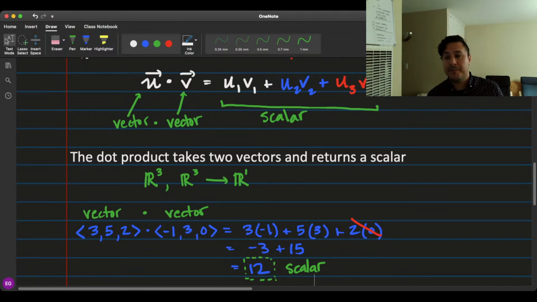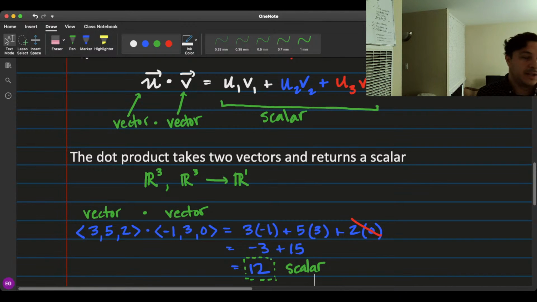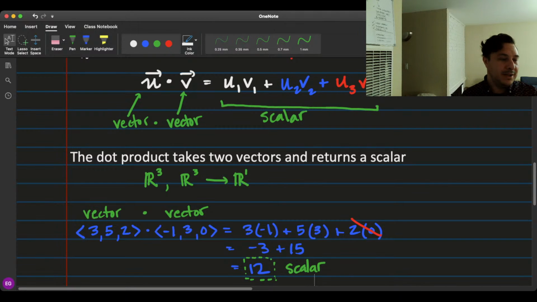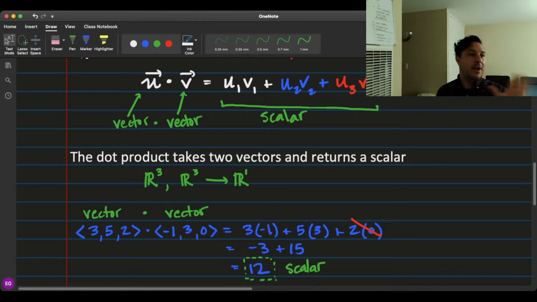So if the dot product takes two vectors and gives you a scalar, what do you think the cross product will do? Take two scalars and give you a vector. No, because then you wouldn't be doing scalar multiplication. I'm sorry, then that would not be vector multiplication. But good guess.